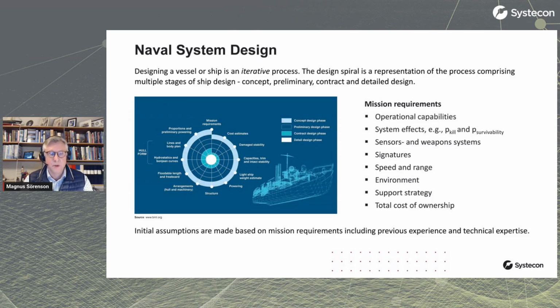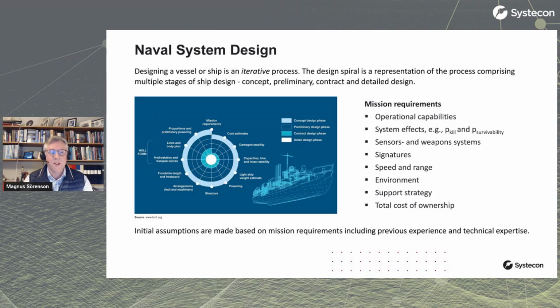How much payload do you need in terms of volume and weight? What is the light ship weight, stability, and finally the cost? Now you've done one rotation in what we call the design spiral, and you will go through many laps during the process and the different stages, going from concept design, preliminary design, contract design, and detailed design.